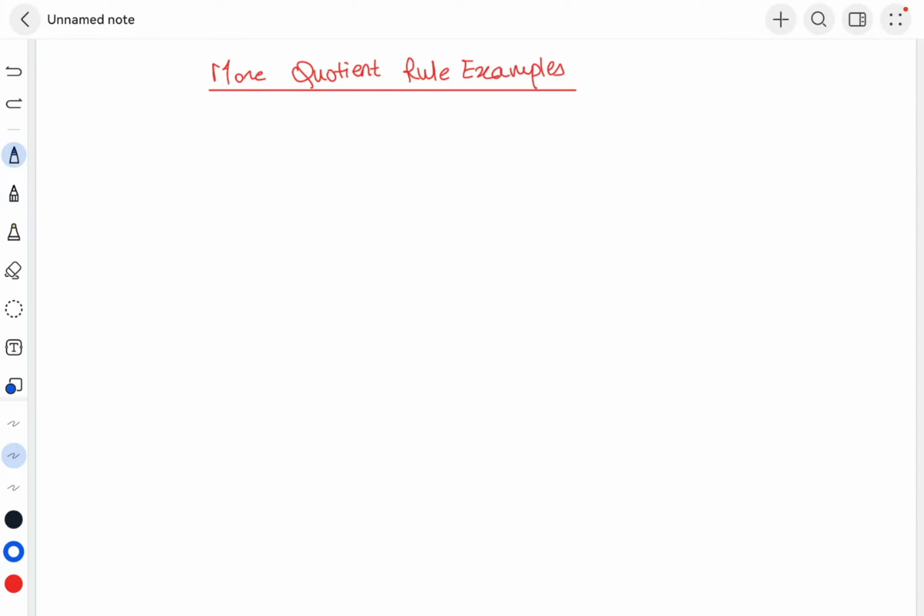Today we will solve some more quotient rule examples using derivatives. As we all know, we have the power rule, which tells us the derivative of x^n is n x^(n-1). And you know the product rule: whenever we have u times v, our derivative will be u prime v plus v prime u.